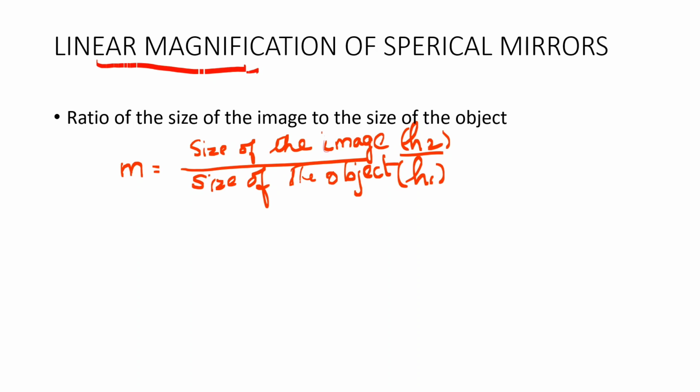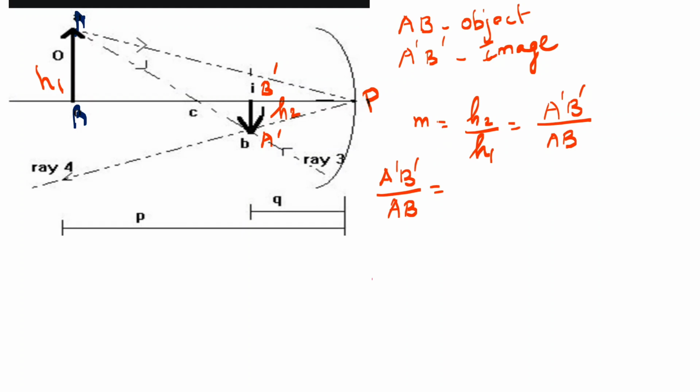So this linear magnification m is equal to the size of the image divided by the size of the object. So m is equal to, if you take h1 to be the size of the object, then h2 by h1. This is an important relation we have to remember along with the other expressions we have learned so far. Next we'll see how to derive an expression for the linear magnification.